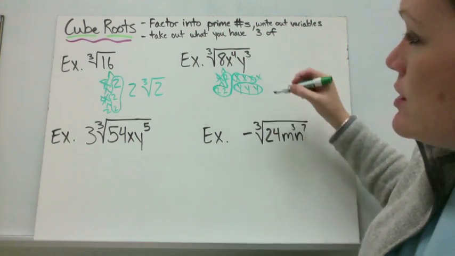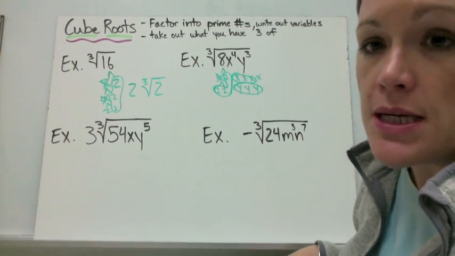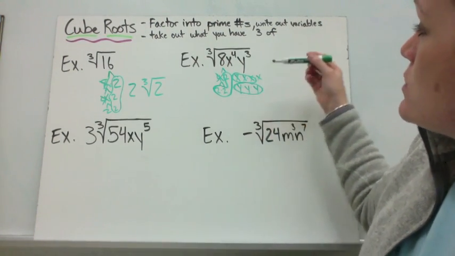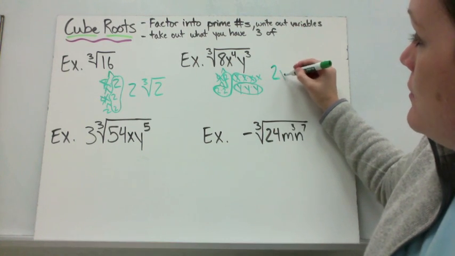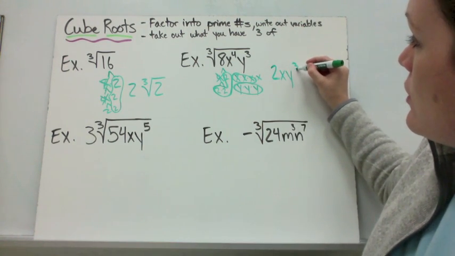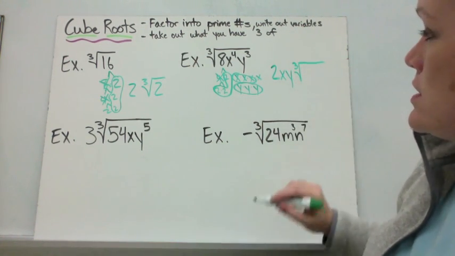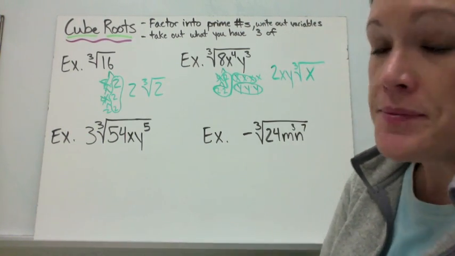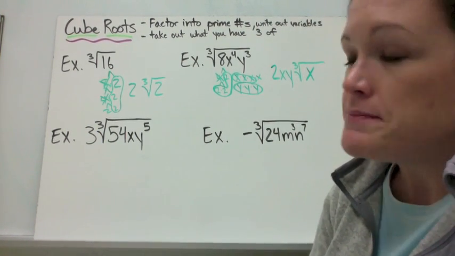So almost everything came out evenly on this one. And sometimes you will be able to take out everything. So I have 2xy will come out evenly. Remember to leave the cube root of what's left over, which is just x. And that's it. Let's check out example 3.